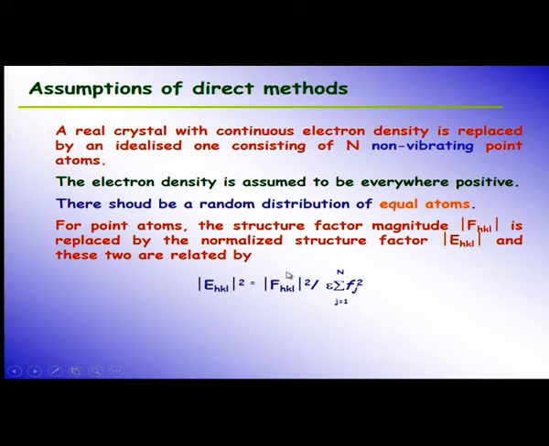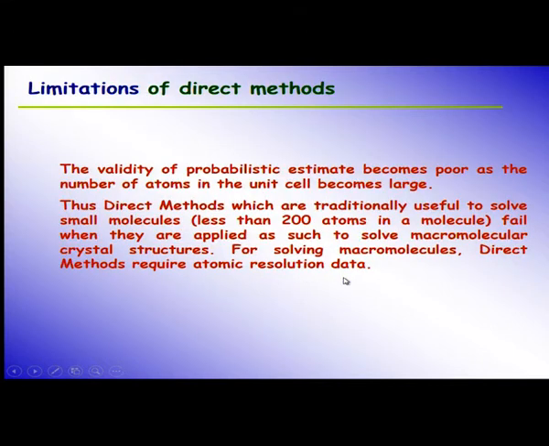From these measured intensities or mod F HKL square, you can get the square of the normalized structure factor by using this equation. This epsilon is a constant depending upon the parity of the reflection. Fj is the atomic scattering factor. Here you have to take into account the thermal vibration also. Capital N is the total number of atoms in the unit cell. Since it is a probabilistic estimate, the estimate will become poor as the number of atoms in the unit cell becomes large. So, this I will tell you when you talk about the formula.